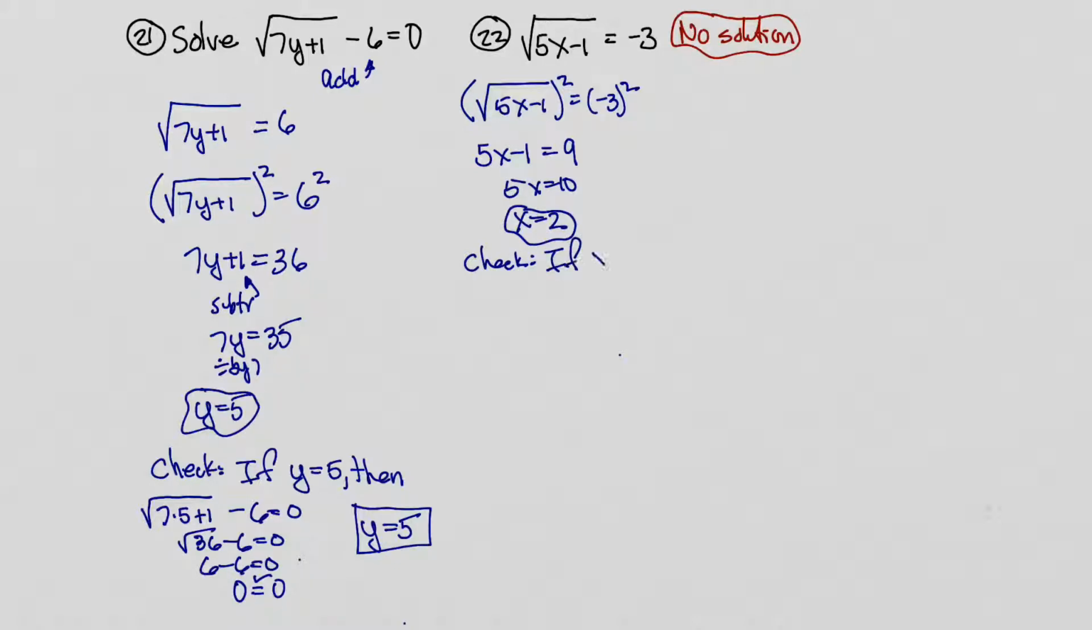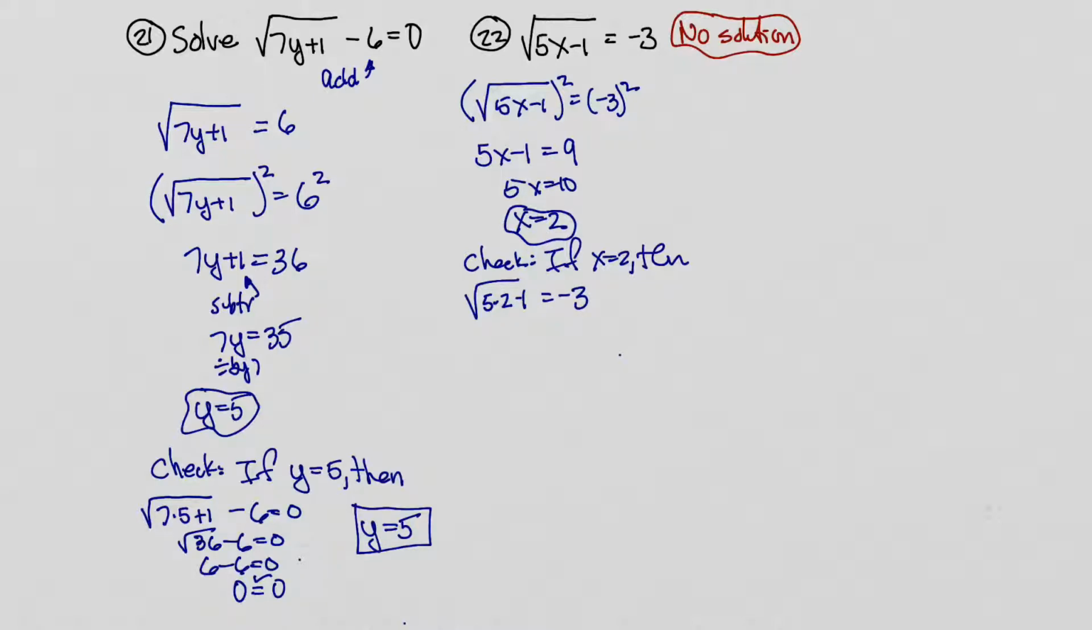We say if x equals 2, then, okay, now take this 2 and put it back up here in the original. Don't put it anywhere here. We could have made an error down here. Put it back in the original. So I'm going to put 2 right there. So we will get square root 5 times 2 minus 1 equals negative 3.